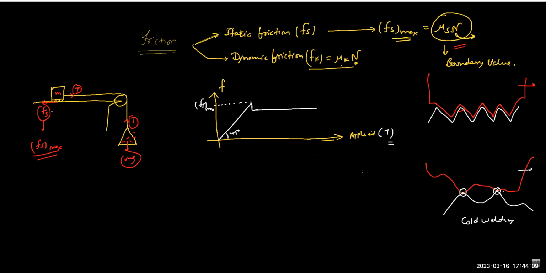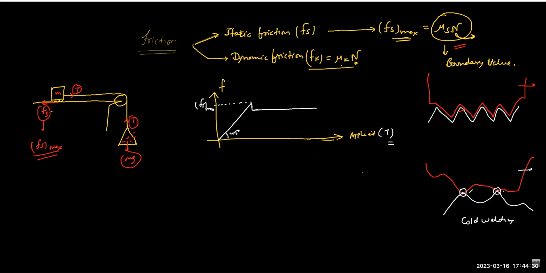You could first break it, and it will have the ability to hold up to a certain value. That's called the limiting friction. So you can hold up to the limiting value. Beyond that, the interlocking will break, and once you break this interlocking, then what happens? Then the nature of friction changes.